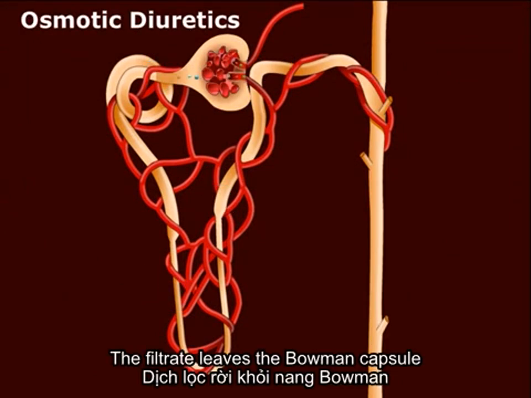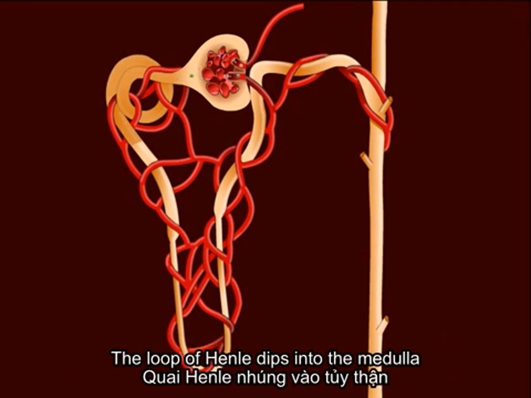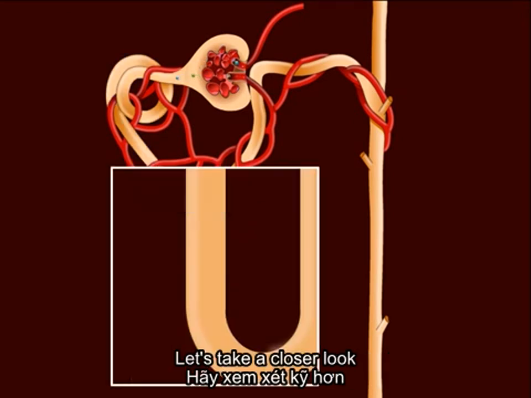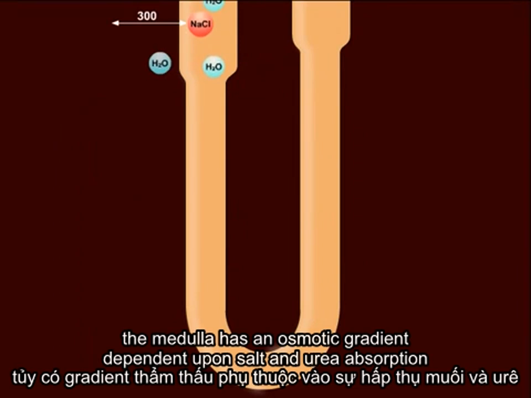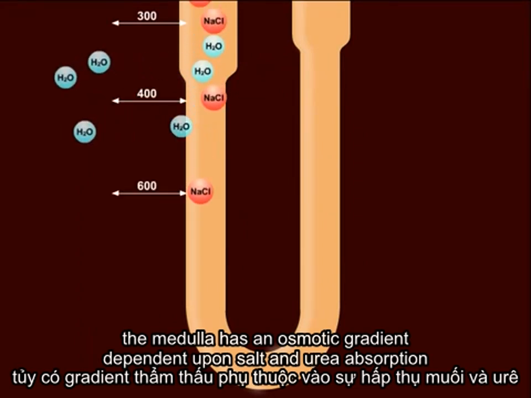The filtrate leaves the Bowman capsule and passes through the proximal convoluted tubule to reach the loop of Henle. The loop of Henle dips into the medulla. Let's take a closer look. The medulla has an osmotic gradient dependent upon salt and urea absorption.